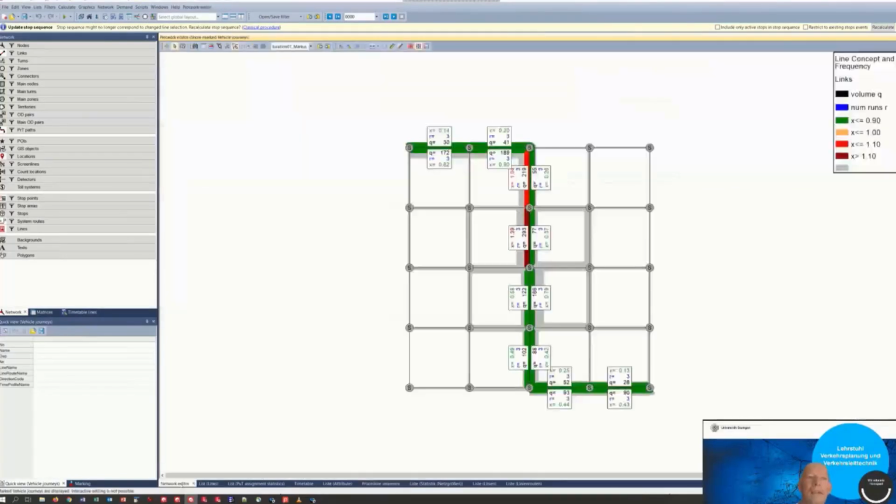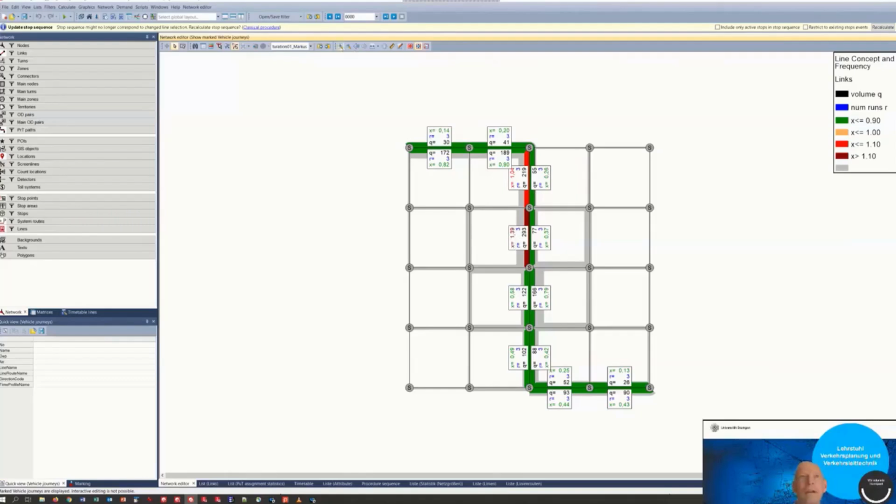And the next thing I do, I look at the results. And here, what you see, the volumes. That is, the Q is the volumes. R stands for the number of runs. So we have 3 runs per hour. We have this 20-minute headway. And X stands for the saturation. And now I already see, okay, my service frequency is not good enough. I have here, I'm oversaturated.